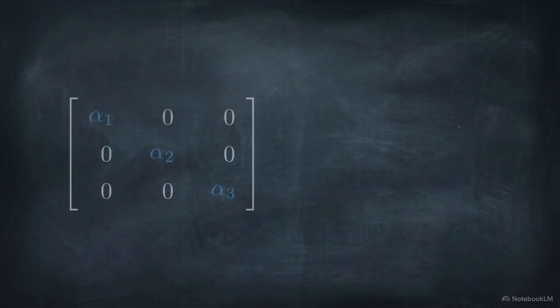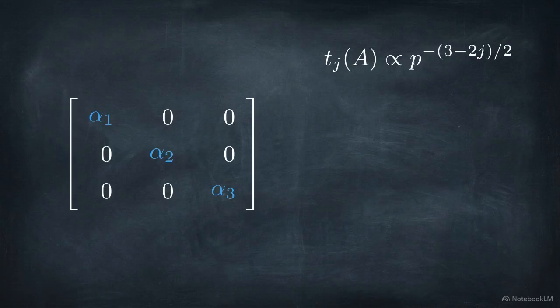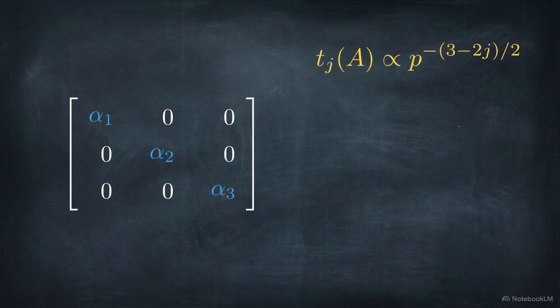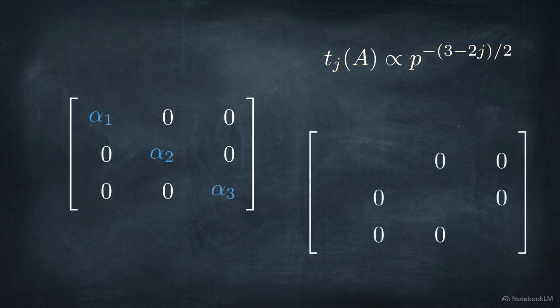To evaluate the trace unitarily, we rescale the diagonal by the modulus character. This follows the BSSZ law, where T_j is proportional to p to the negative (3 minus 2j) over 2. Pause the video. Calculate the powers of p for indices 1, 2, and 3 to fill the scaling matrix.